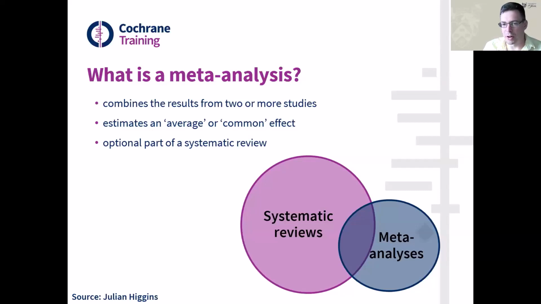Although it's a very common part of systematic reviews, not all systematic reviews will have meta-analysis in them. The little diagram indicates that many systematic reviews don't have meta-analyses in them, and there are meta-analyses done outside of systematic reviewing as well. So it's a statistical technique. It doesn't have to be done in a systematic review, although it's most commonly done within a systematic review.